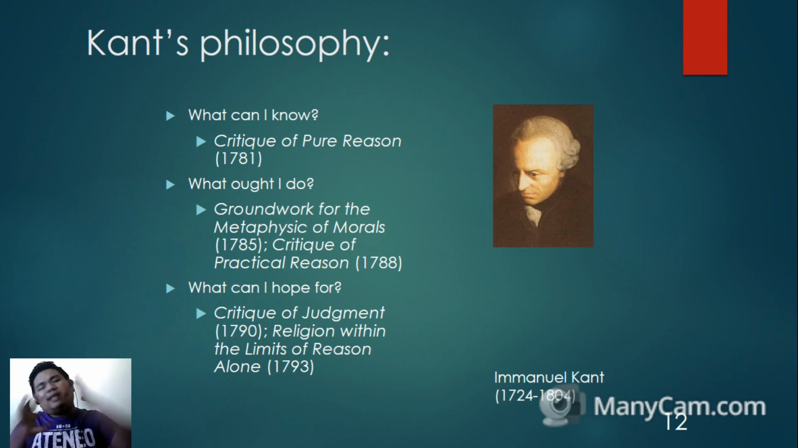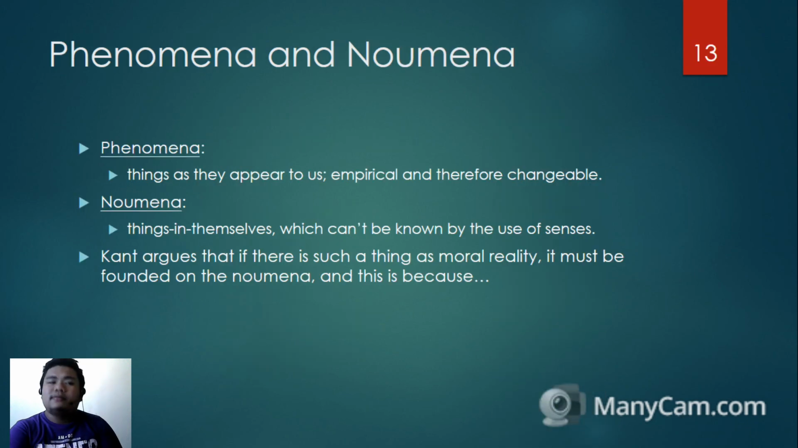So para mas maintindihan natin si Kant, if you have time, you may read his Critique of Pure Reason that was published in 1781. And para mas maintindihan mo yung kanyang morality, you can look at the Groundwork for the Metaphysics of Morals, yung pinublish in 1785, and Critique of Practical Reason noong 1788. And makita din natin, paano natin malalaman, ano bang gusto ni Kant mangyari sa lipunan natin? You can find it in the Critique of Judgment in 1790, and Religion within the Limits of Reason Alone in 1793. And that's Immanuel Kant.